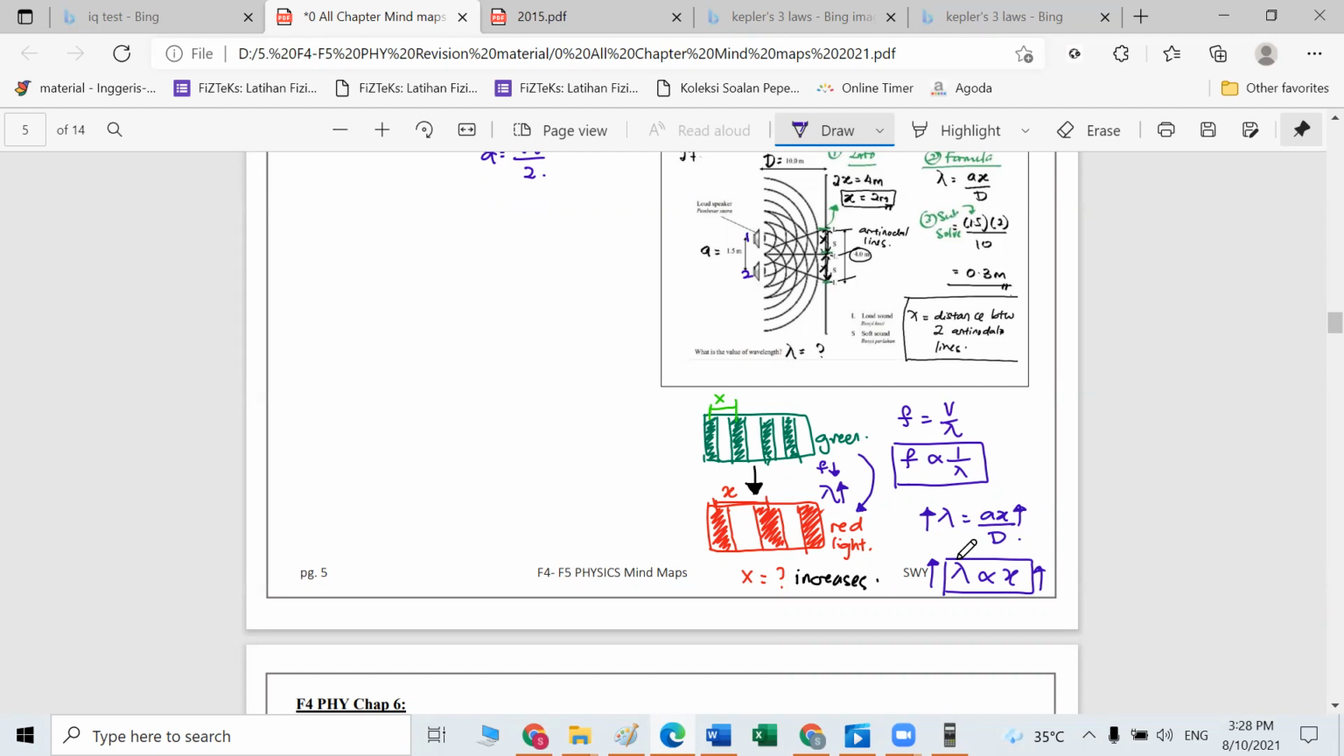Okay, so normally when they ask about interference, sure they will ask if green light changes to red light, green light changes to blue light, red light changes to blue light, something like that. Sure got one question like this, sure.